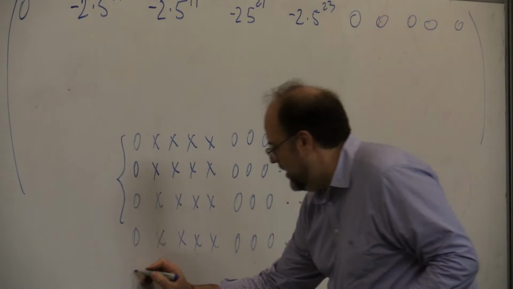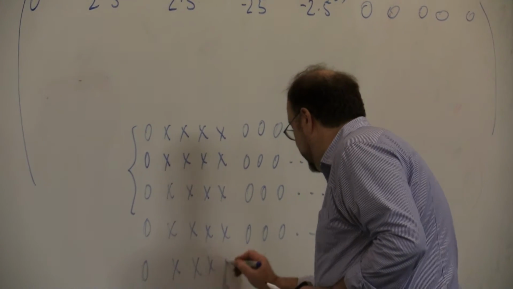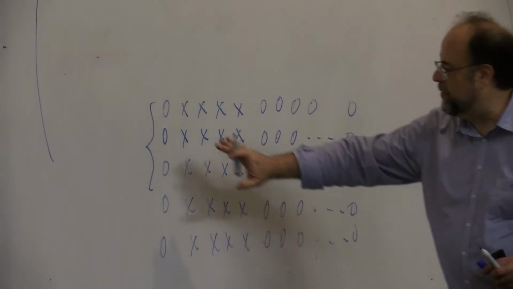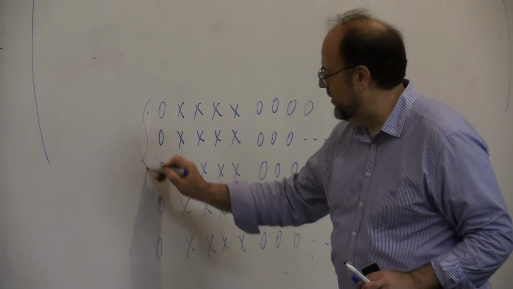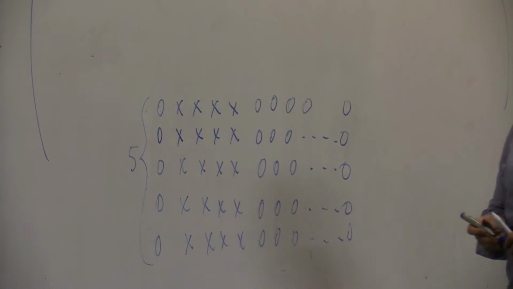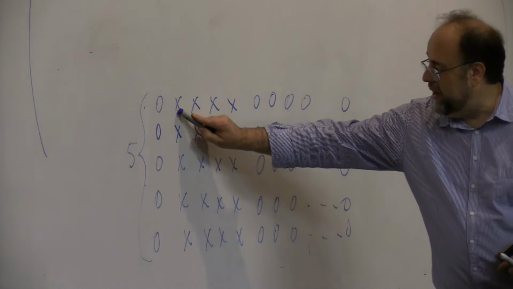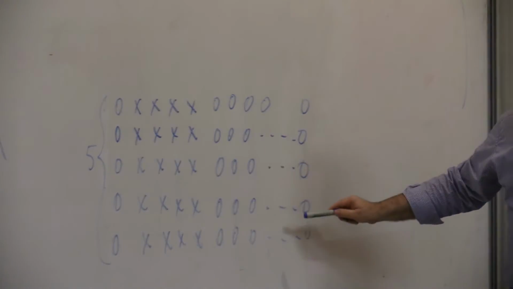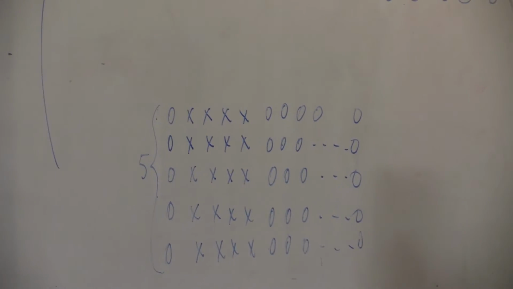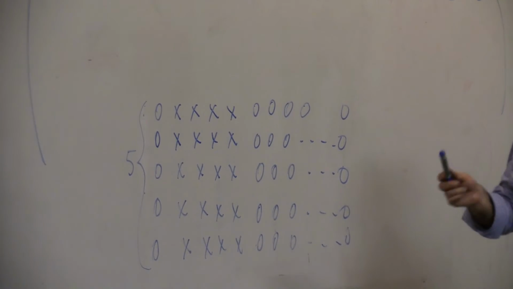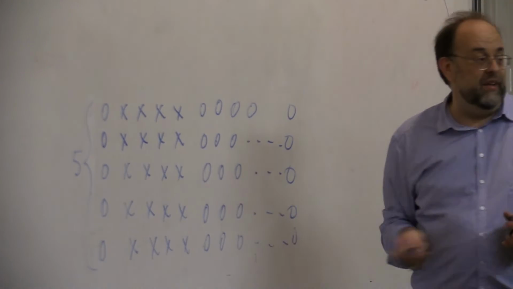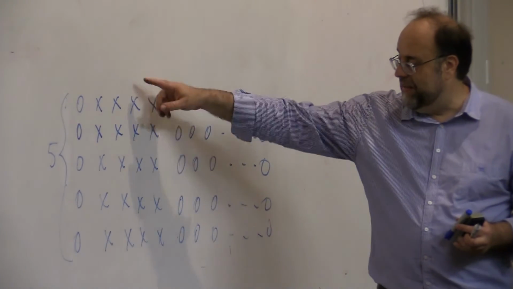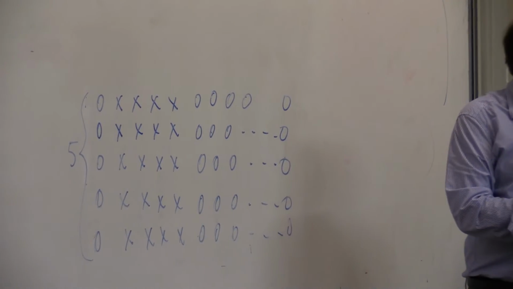Right, and the last one, the 5th one. So can these 5 vectors be linearly independent? I have 5 vectors that are 0 everywhere except at 4 places. What is the dimension of the vector space spanned by these vectors? At most 4, right? Because there are only 4 non-zero coordinates. So you have 5 vectors in a 4-dimensional vector space, and they have to be linearly dependent.